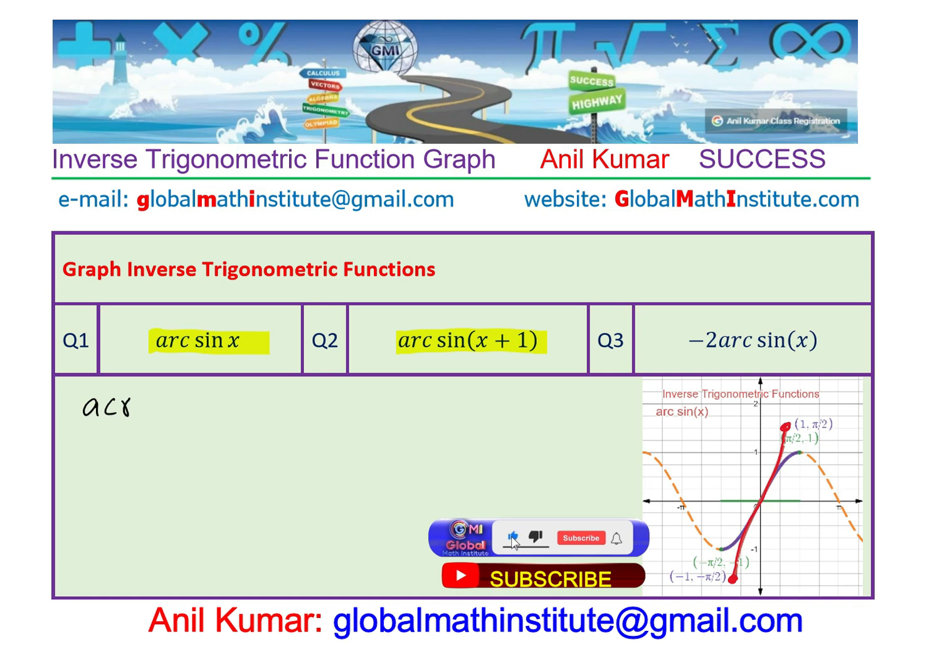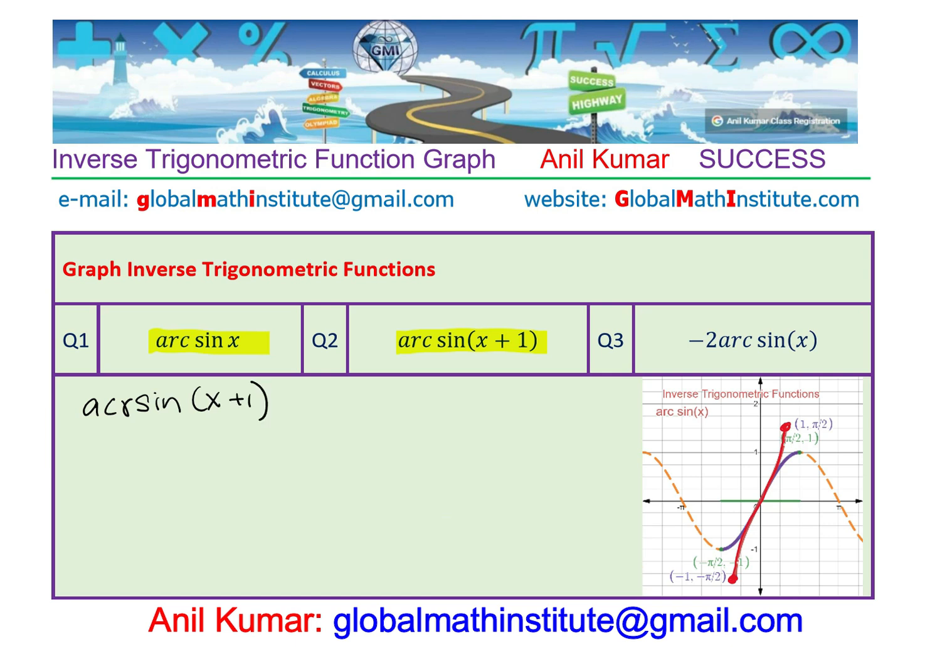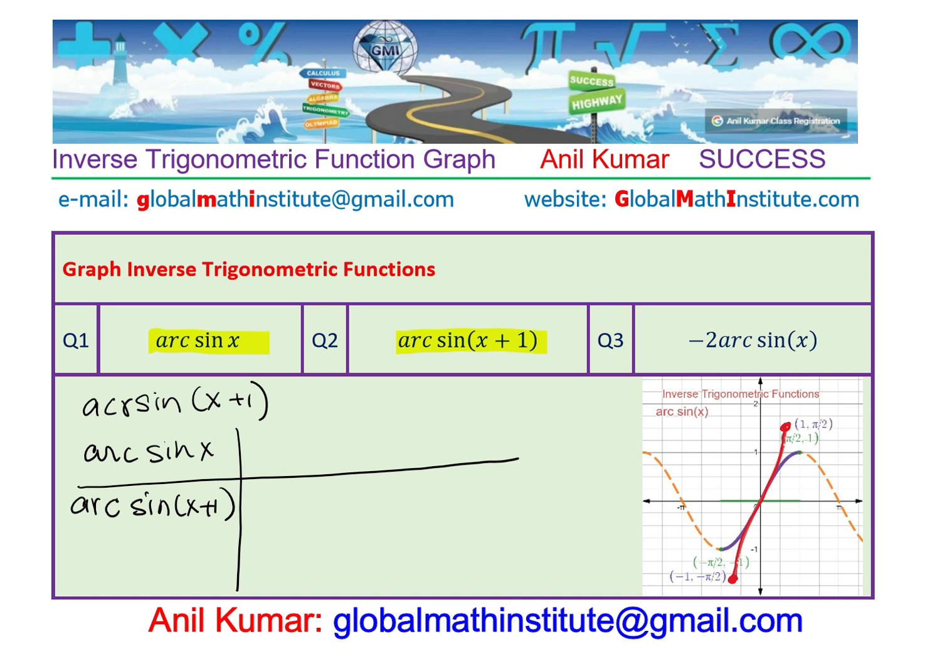So if I look at the graph of arc sine x plus 1, then basically the points of arc sine x will get transformed, right? And the transformation is to move each point 1 unit left, right? So let's write down the points. Sine of x plus 1. So the points were (-1, -pi by 2), (0, 0), and (1, pi by 2).